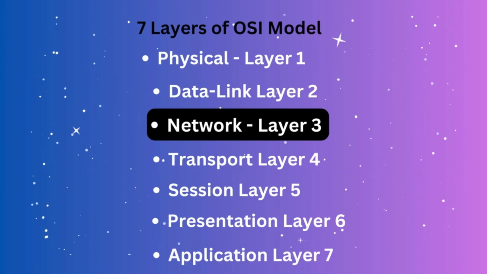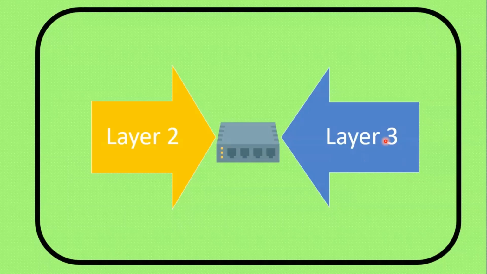Layer 3 switches, also known as multi-layer switches, operate at the network layer of the OSI model. This L3 switch will use the MAC address and IP address, and it is capable of routing the traffic between two different networks or subnets. The layer 3 switch is capable of acting as a router.